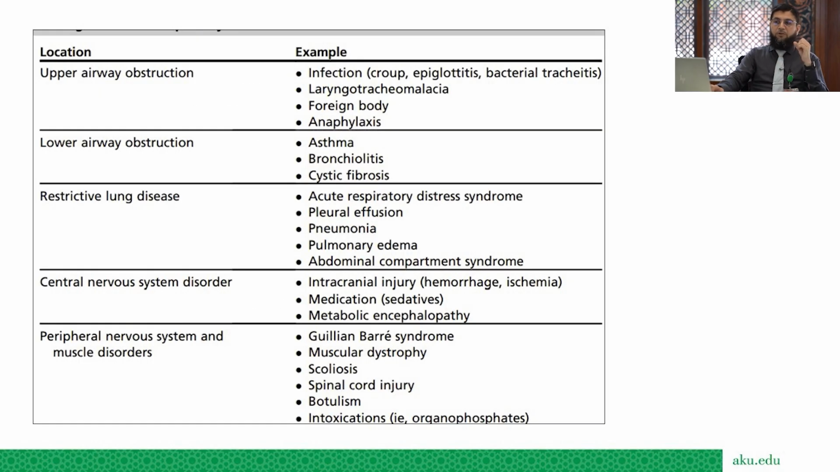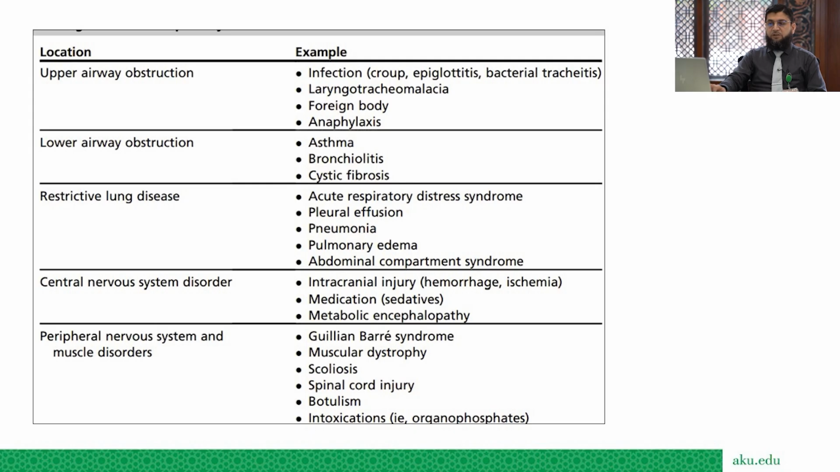What are the other examples of upper airway obstruction? As we have discussed, it can be epiglottitis, tracheitis, laryngotracheomalacia. These are the other infectious causes. In the lower airway obstruction, it can be asthma, bronchiolitis, and cystic fibrosis, as we have discussed. In the restrictive lung disease, it can be in the lung tissue disease, it can be acute respiratory distress syndrome, pneumonia, pleural effusion, pulmonary edema, and abdominal compartment syndrome, causing the diaphragm to move up and having a restrictive effect on the lungs, leading to respiratory failure.